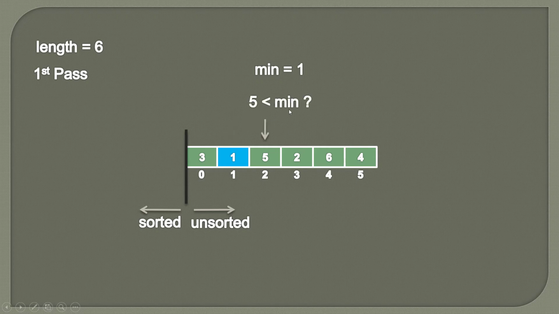We check whether 5 is less than the minimum. So 5 is not less than the minimum. We move ahead. We check whether 2 is less than the minimum. So 2 is not less than 1. So we move ahead. And 4 is also not less than 1. 6 is also not less than 1.